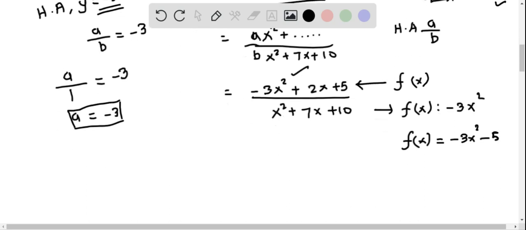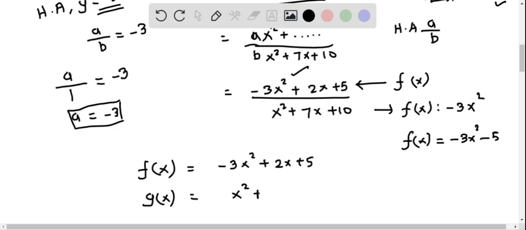So let's say that one such f of x is negative 3x squared plus 2x plus 5, and the denominator polynomial, that is g of x, equals x squared plus 7x plus 10. So this is how we have determined f of x and g of x.